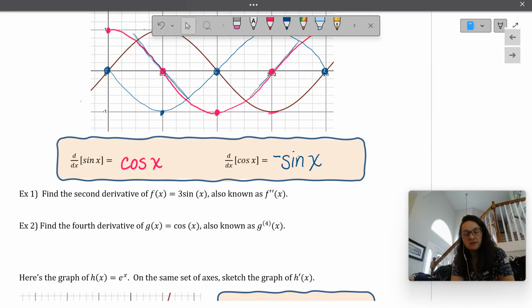So example 1 says, now that you know that the derivative of sine is cosine and the derivative of cosine is negative sine, find the second derivative of f of x equals 3 sine x, also known as f double prime of x. When you find higher order derivatives, you put extra apostrophes up there.